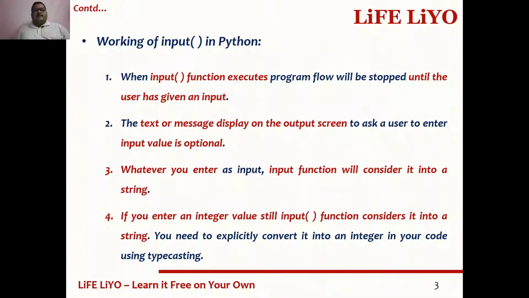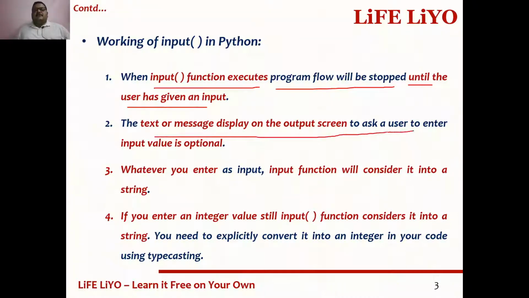Working of the input function in Python. How does the input function work in Python? Whenever the input function is executed, the program flow will be stopped until the user has given an input. That means whenever an input function has been used, the remaining lines will stop their execution until you give an input. The text or message displayed on the output screen to ask the user to enter the input value is optional. This is none other than the prompt message. Whether we give it or not is our wish.